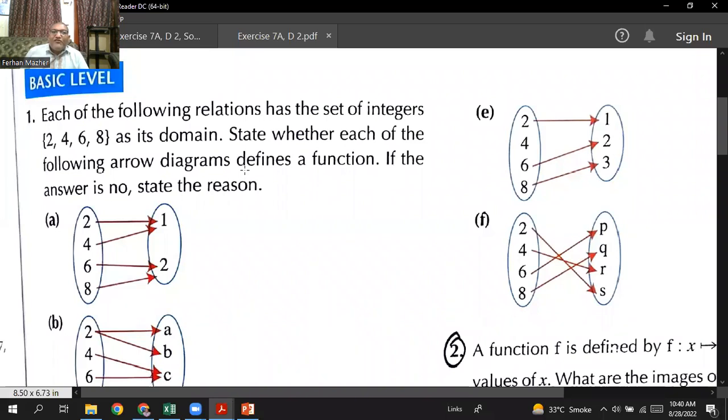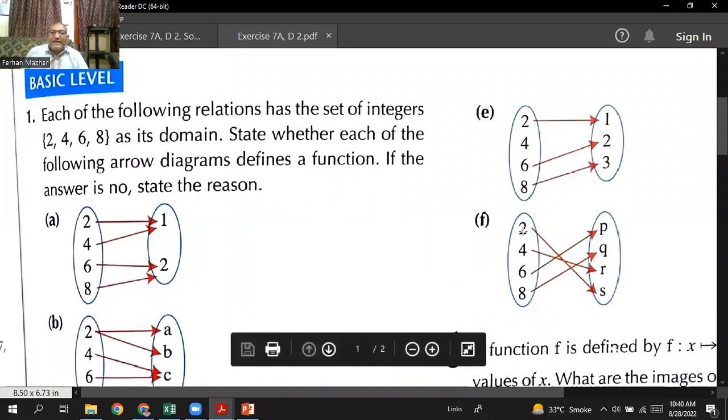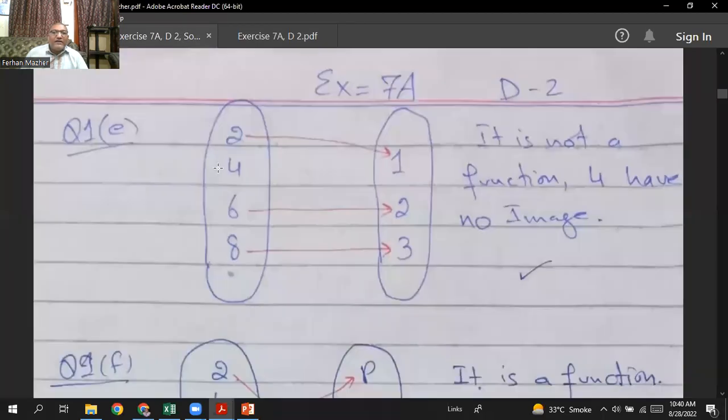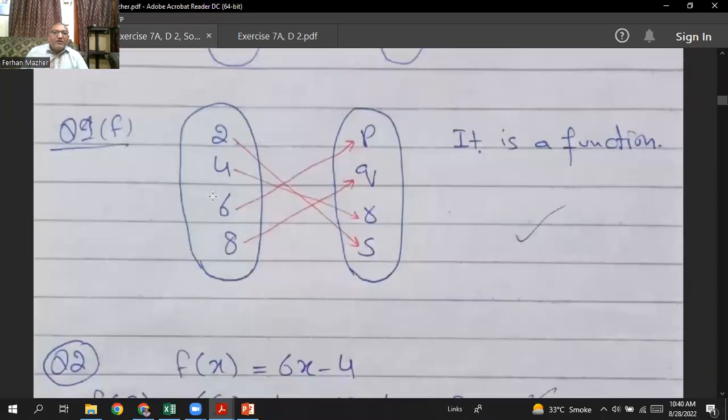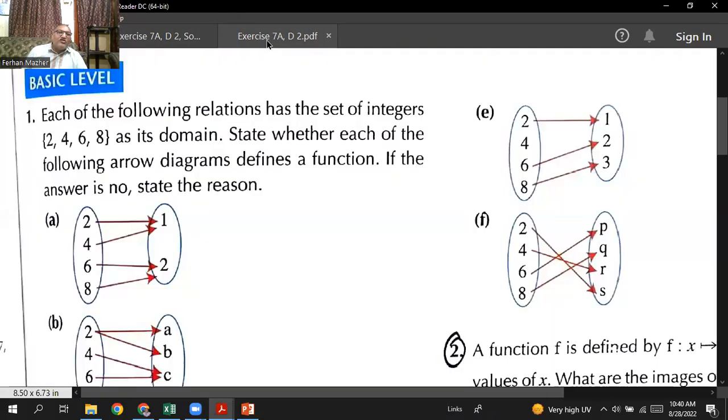Question number 1, it's F part. Here you can see this is the F part. Let me show you how I have done this. 2, its image is S, 4, its image is R, 6, its image is P, 8, its image is Q. So yes, it's a function. So we are done with the question number 1.